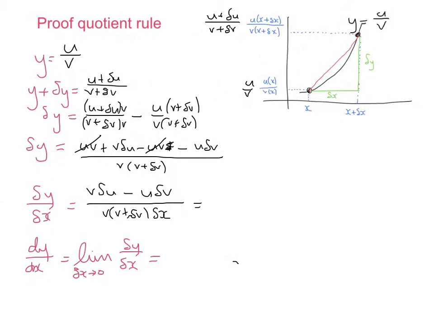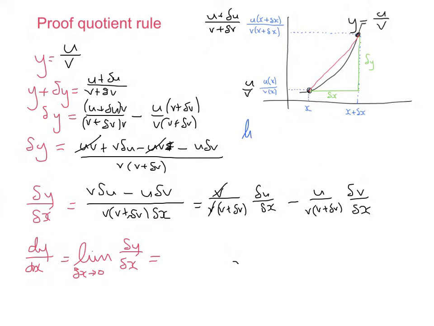Okay, let's split this up into two fractions. I've got v over v brackets v plus delta v multiplied by delta u over delta x, minus u over v plus delta v multiplied by delta v over delta x. And this v cancels this v. Time to take the limit as delta x goes to 0.